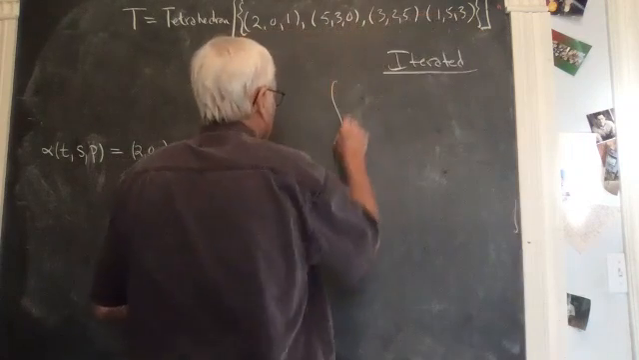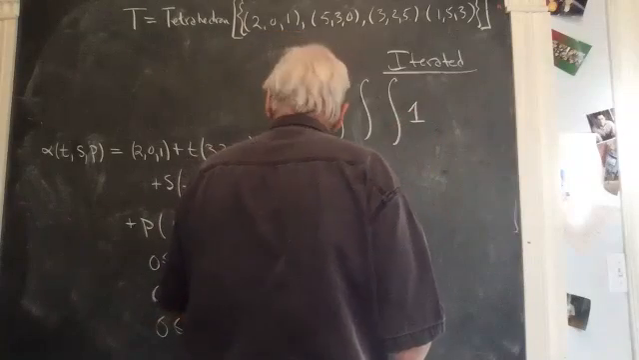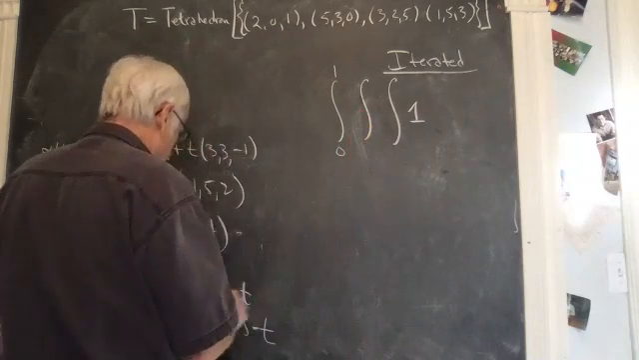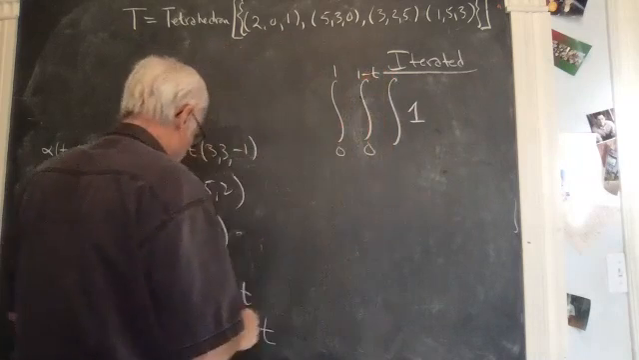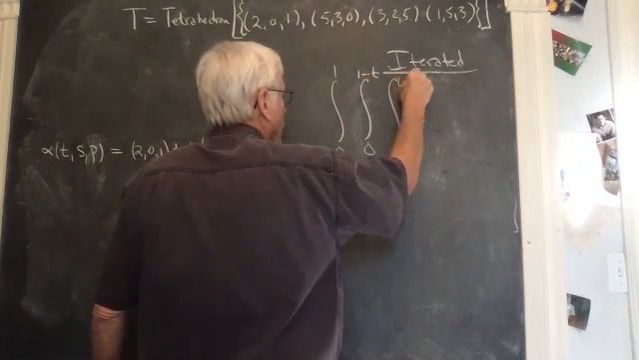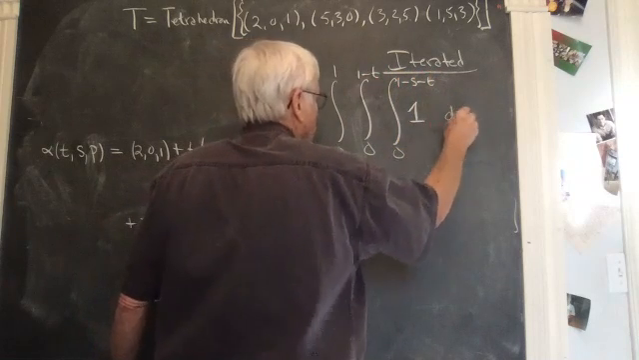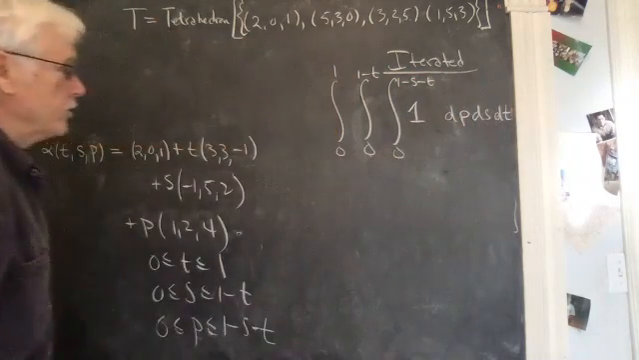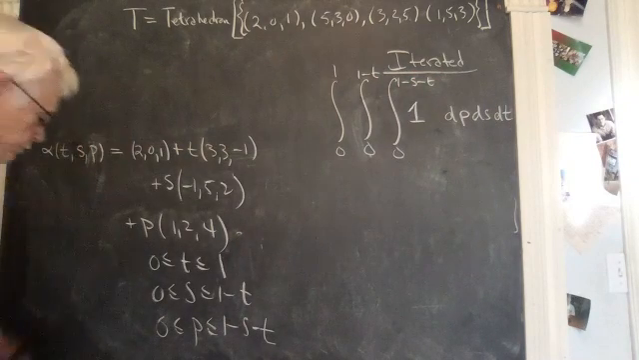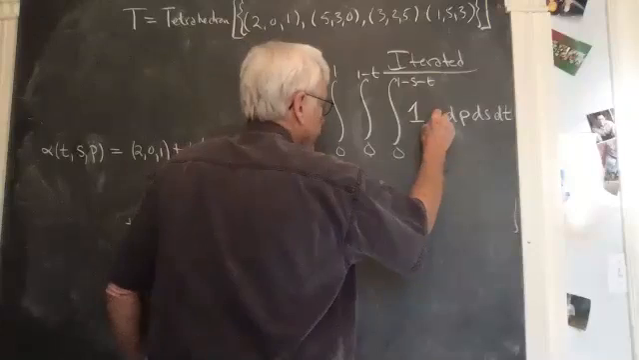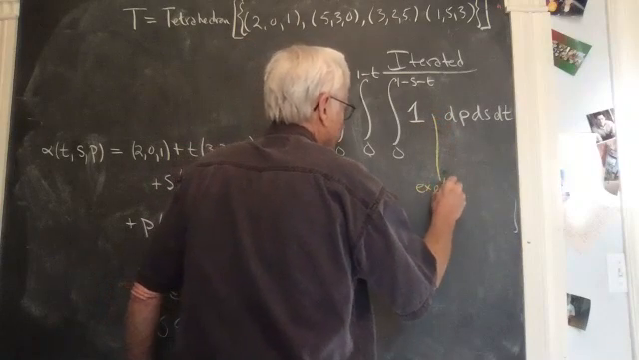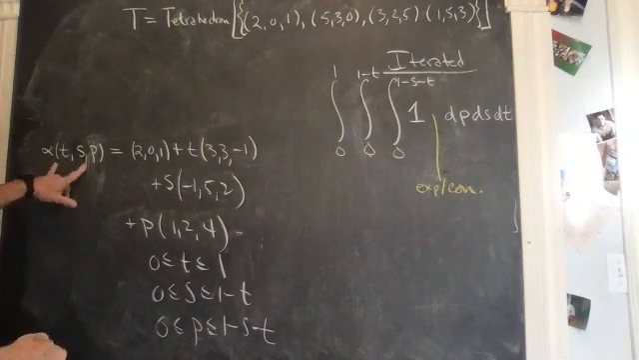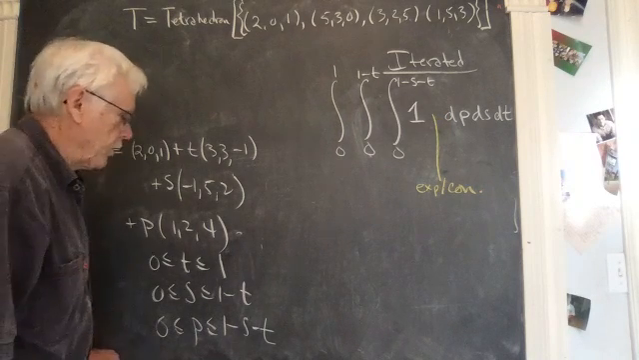So the iterated integral then of the 1 function, T goes between 0 and 1, S will go between 0 and 1 minus T, P will go between 0 and 1 minus S minus T. Integrate with respect to P first, then S, then T. So this is the volume, except for the fact that I have left out the expansion contraction factor.